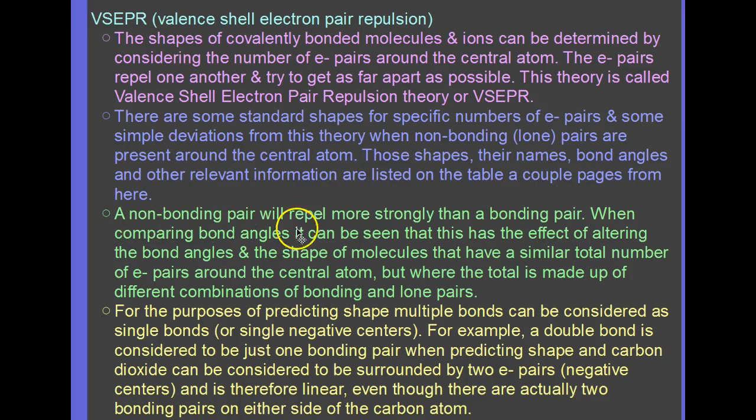So a non-bonding pair will repel more strongly than a bonding pair. So when comparing bond angles, it can be seen that this has the effect of altering the bond angles and the shape of molecules that have a similar total number of electron pairs around the central atom, but where the total is made up of different combinations of bonding and lone pairs.